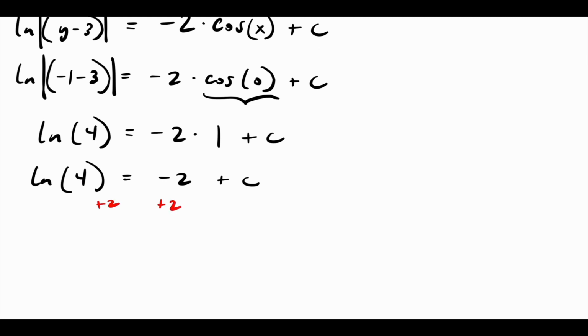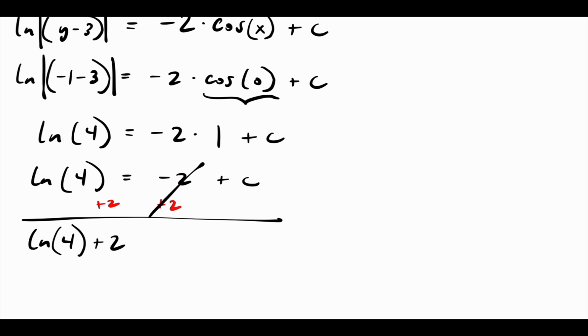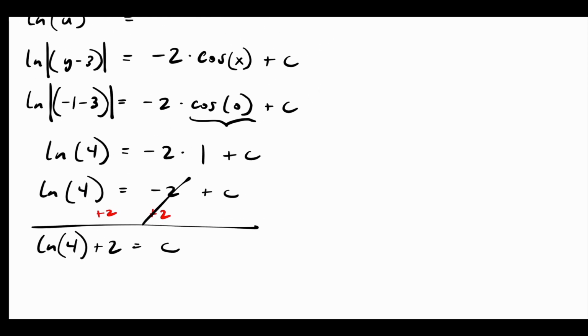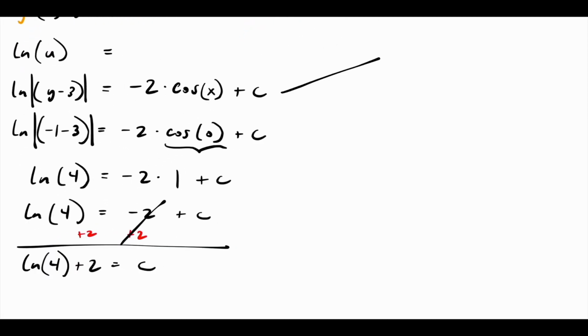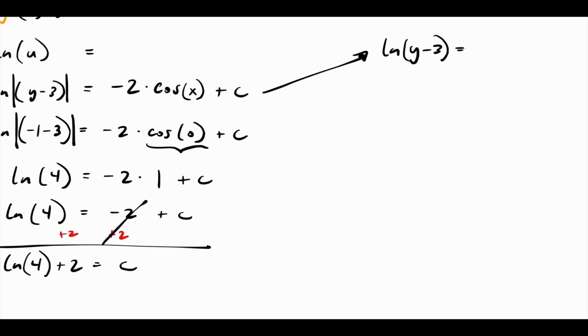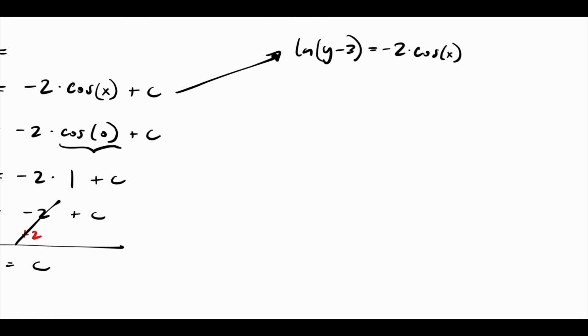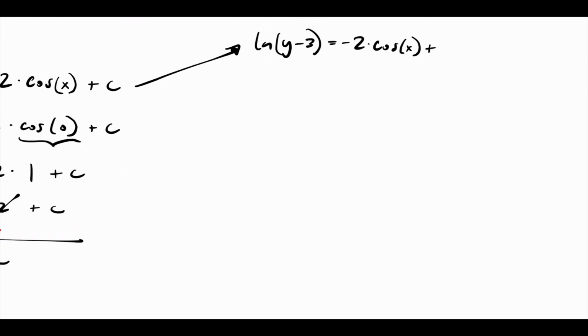Add 2 to both sides. There's c. So we're going to plug that in over here. So the natural log of y minus 3 equals -2 times cosine of x plus the natural log of 4 plus 2.